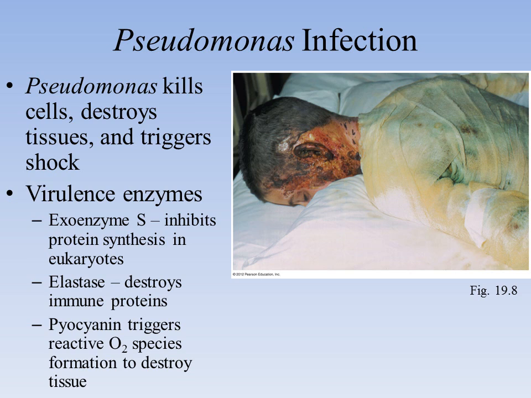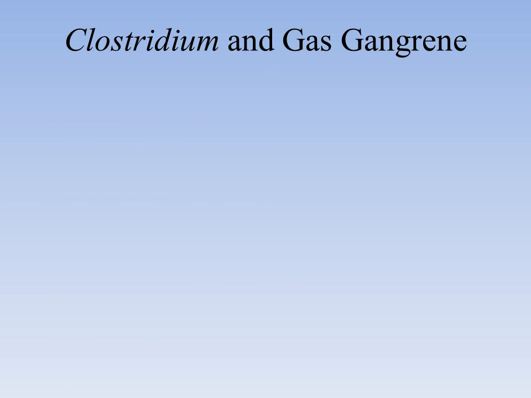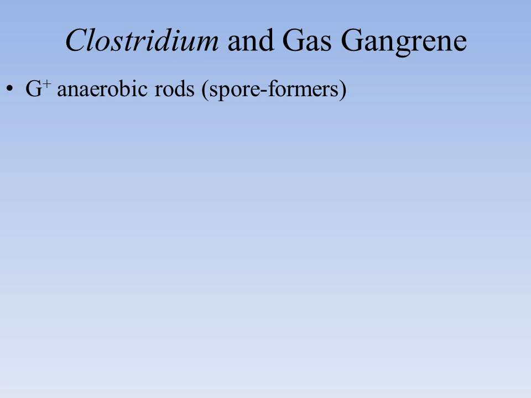So the last bacterial skin disease I want to talk about that's caused by a non-normal skin flora is gas gangrene, which is caused by Clostridium. And so Clostridium are gram-positive anaerobic rods. I mentioned them briefly before, but they are spore formers. They're kind of like the anaerobic version of Bacillus. So Bacillus are aerobic spore formers. Clostridium are anaerobic spore formers.